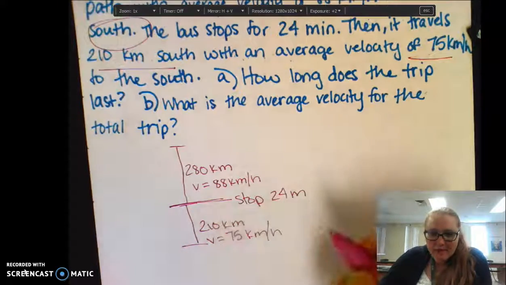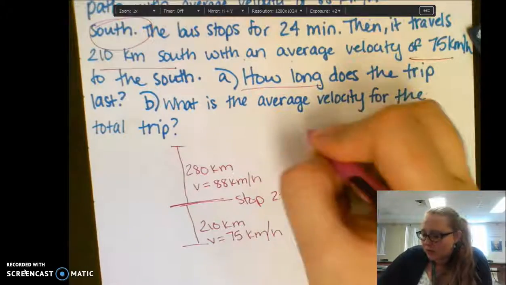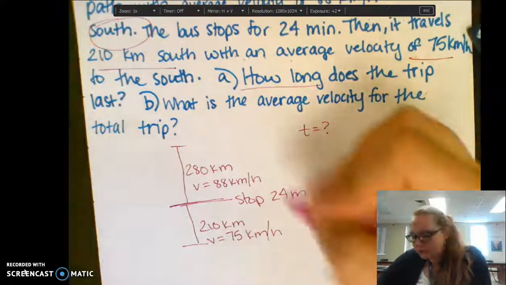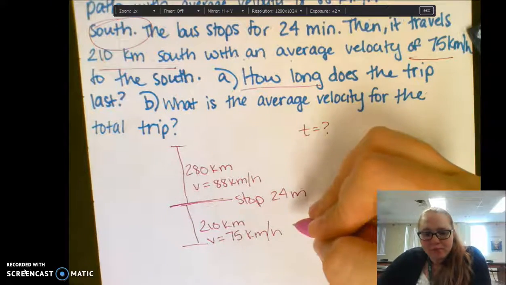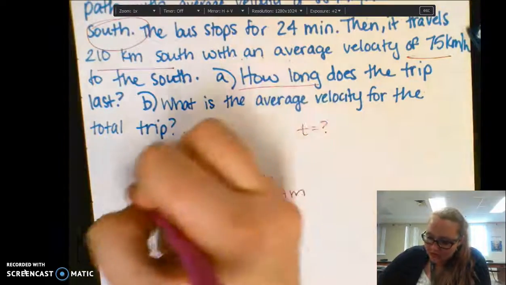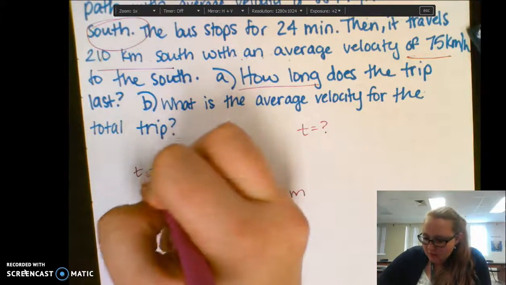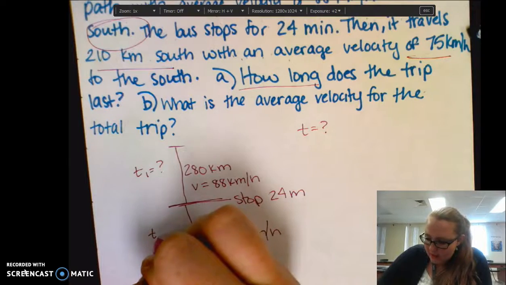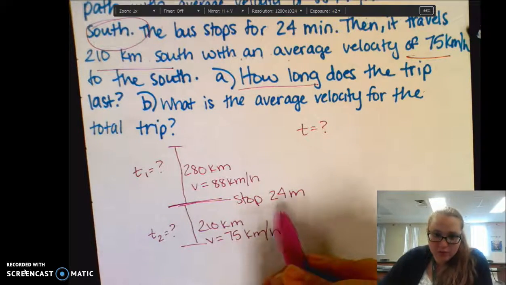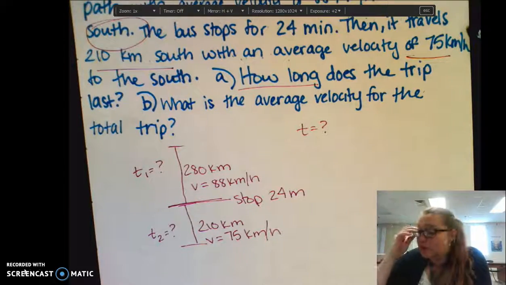So it's asking me how long. That indicates we're looking for time. I've written down everything I know, and I've even included a little picture here. So I need to use what I know in order to find a time here, a time here, and then I'll add that to this 24 minutes to get a total time for the trip.